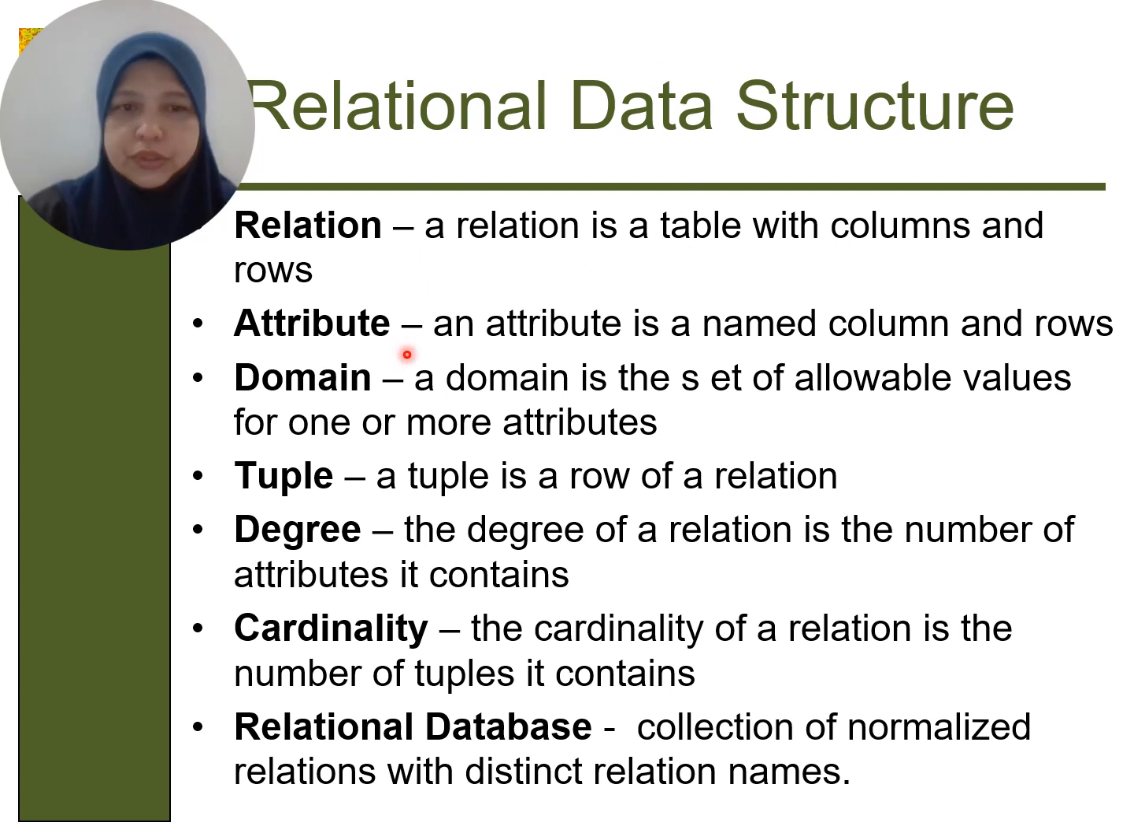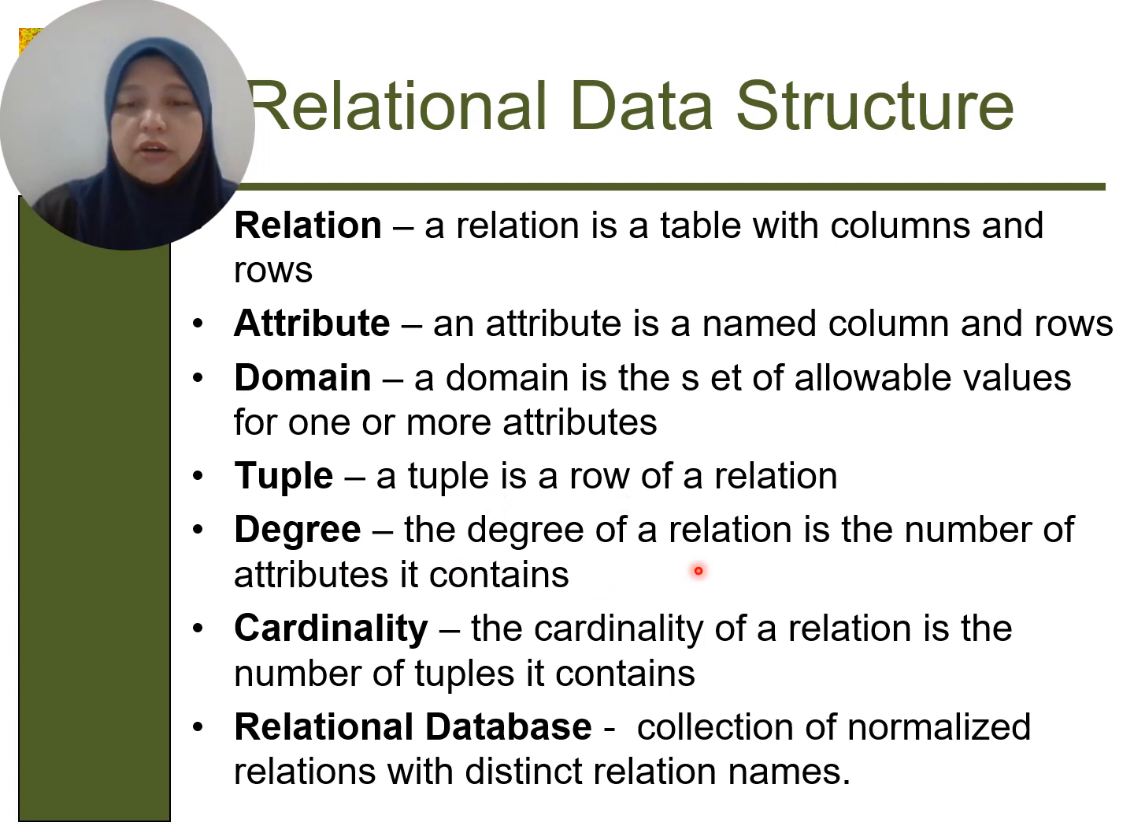All right, attributes. Attributes are the names of the columns. Attribute means it characterizes the table. Domain is a set of allowable values for one or more attributes. Tuple is a row of a relation. So a table is a relation, and in the table we have a row or many rows. Sometimes in database terminology, we term it as tuple.